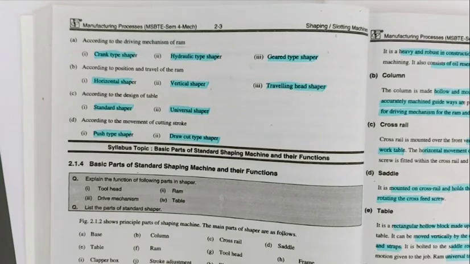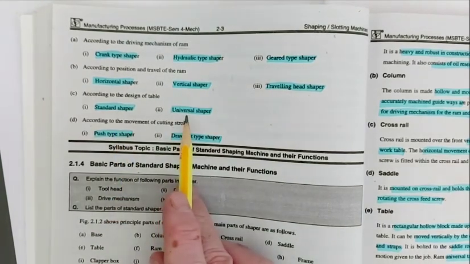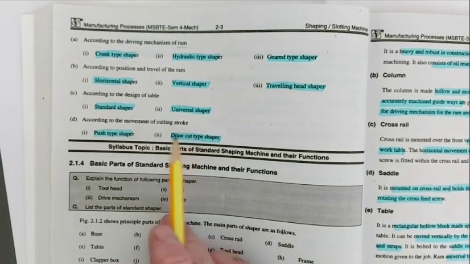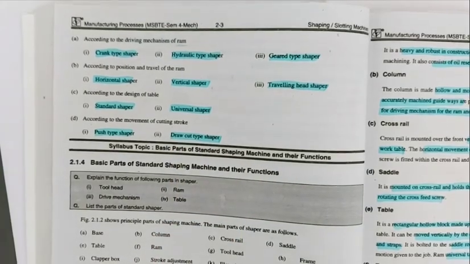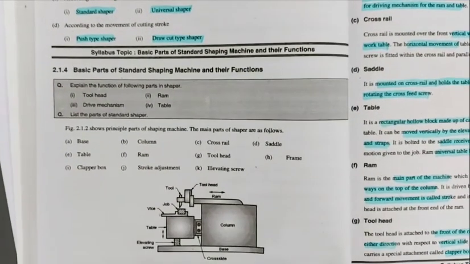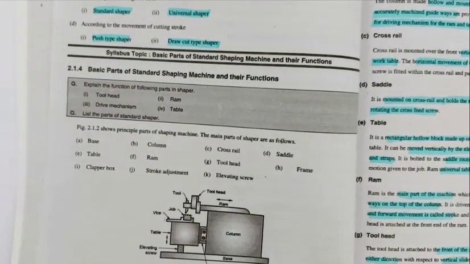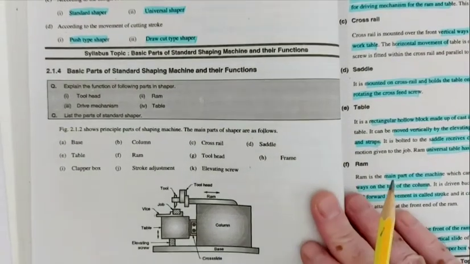Then, according to the design of the table, there are standard shaper and universal shaper. According to the movement of the cutting stroke, there are push type shaper and draw type shaper. So these are the classifications of shaper. Then we will see the basic parts of a standard shaper machine and their functions.